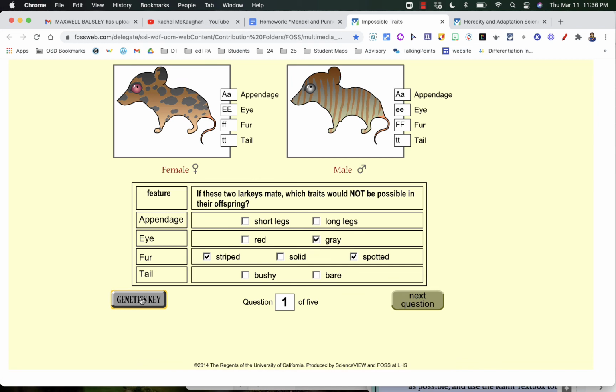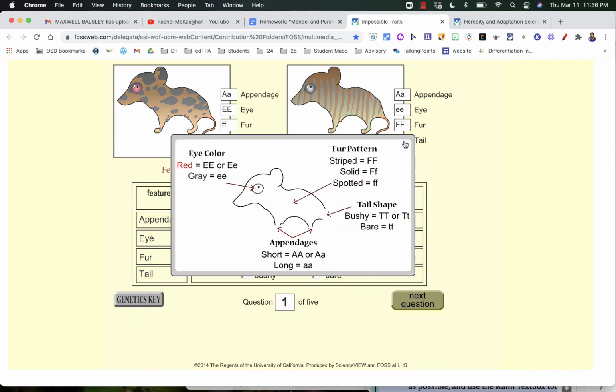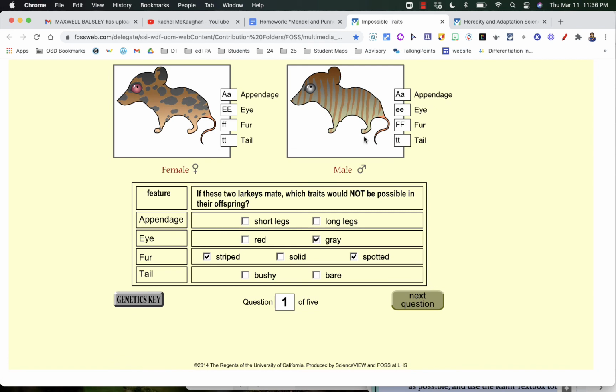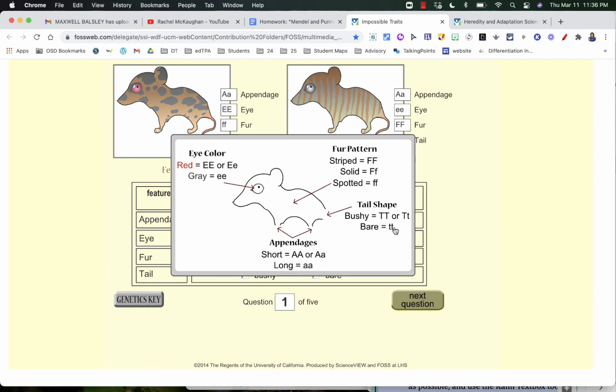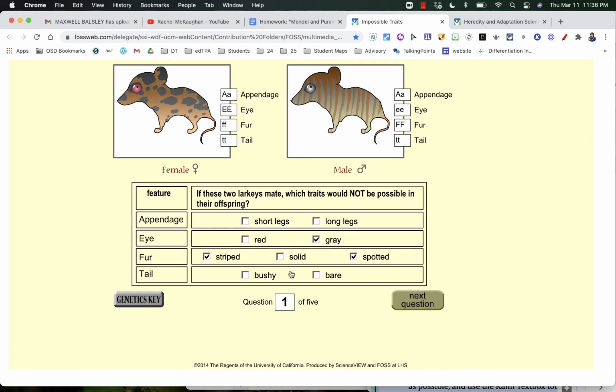Tail. Bushy. Can I get a bushy tail? They only have little t's, so I cannot get a bushy tail. And this doesn't tell you if it's right, but we're going to go 5 for 5, I hope. Let's see what we do.